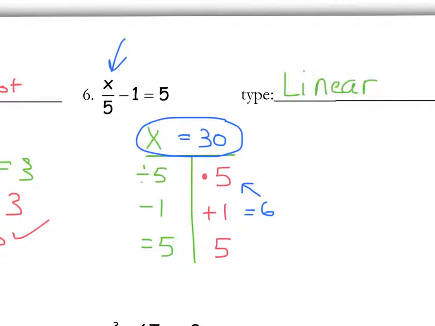Quick mental check, plugging in for x, 30 divided by 5 is 6, minus 1 is 5. I know I did it right. Again, that's just me doing my checking in my head. Very, very quick, easy check to see if I did my problem correctly.